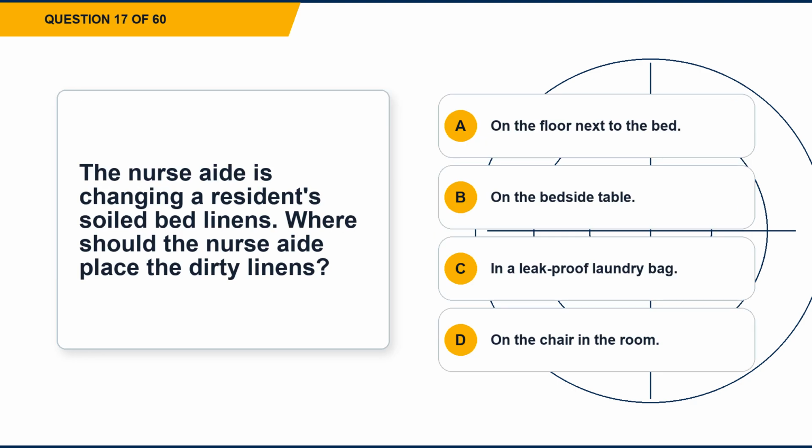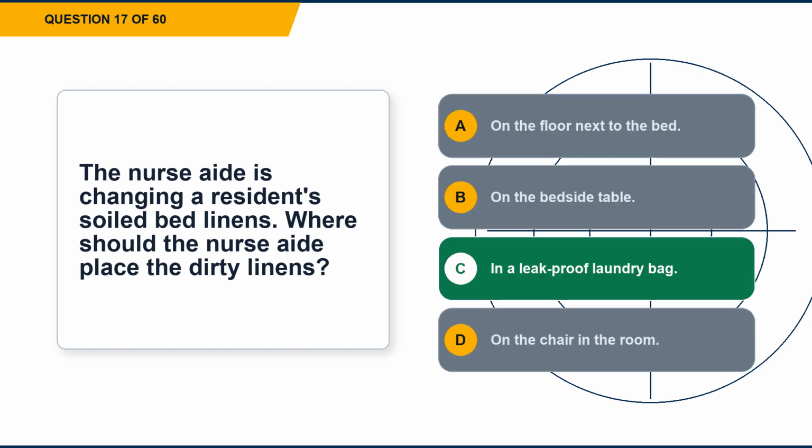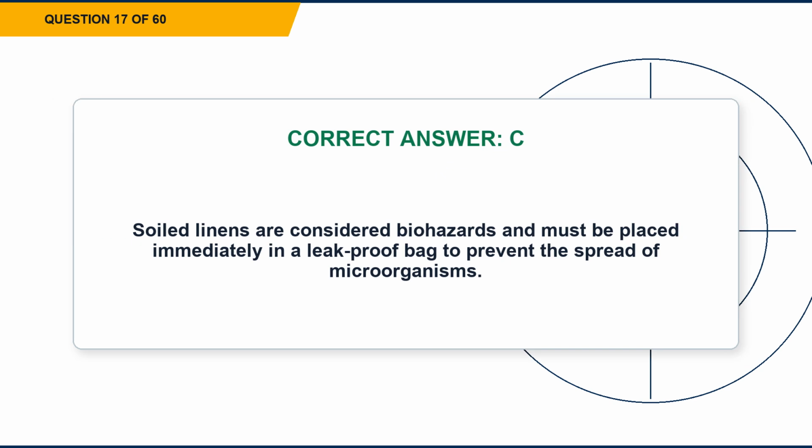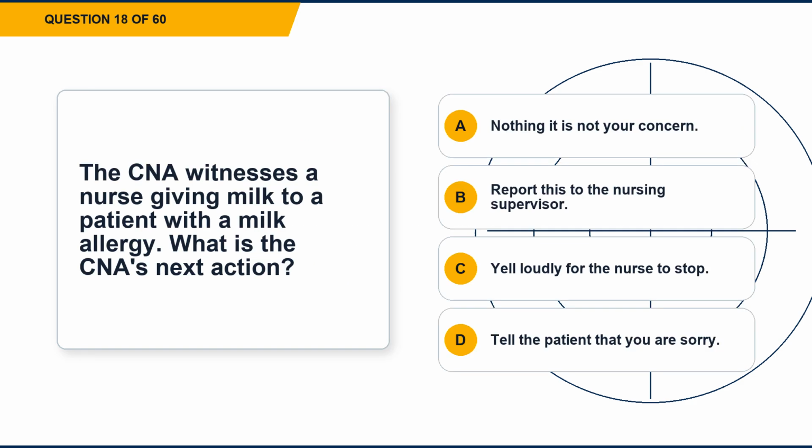Question 17. The nurse aide is changing a resident's soiled bed linens. Where should the nurse aide place the dirty linens? Option A, on the floor next to the bed. Option B, on the bedside table. Option C, in a leak-proof laundry bag. Option D, on the chair in the room. The correct answer is option C, in a leak-proof laundry bag. Explanation. Soiled linens are considered biohazards and must be placed immediately in a leak-proof bag to prevent the spread of microorganisms.